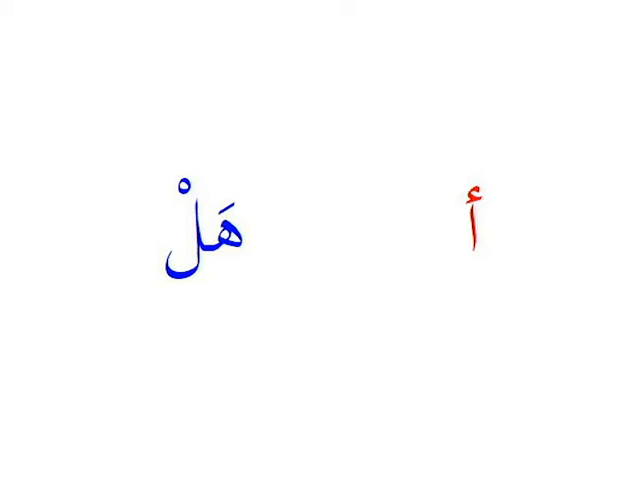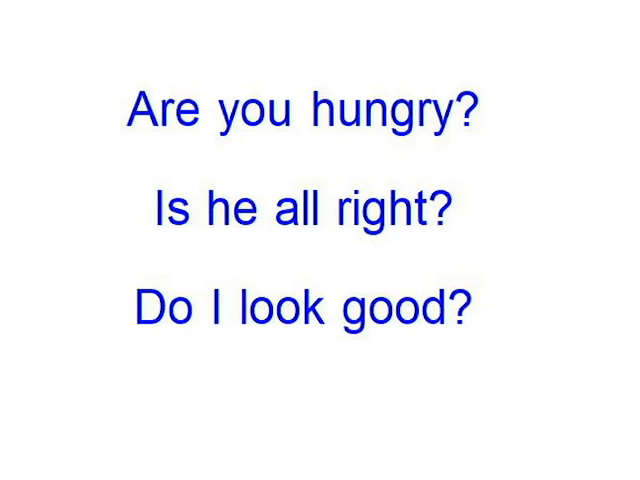In English, helping verbs are used to make such yes or no questions. For example, are you hungry? Is he all right? Do I look good? But in Arabic, there are separate words that are put at the beginning of the sentences to convert them into such questions. There are only two such words, as we saw before, Hamza and Hal.